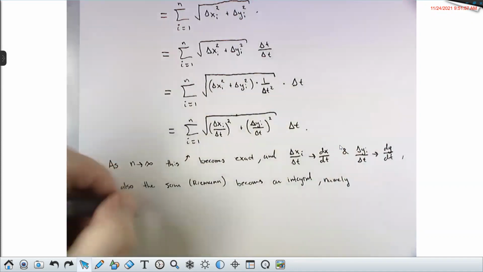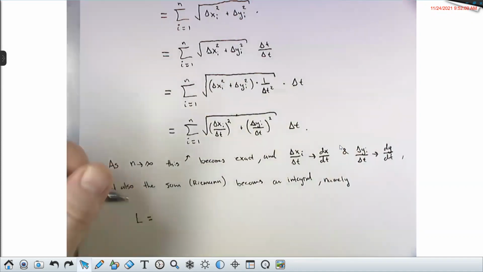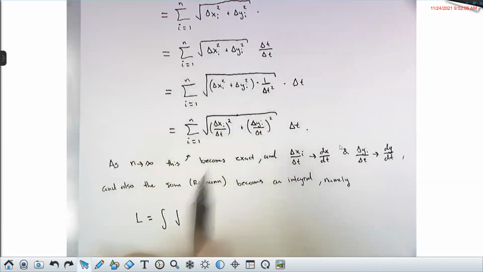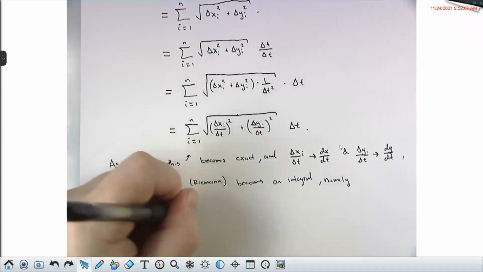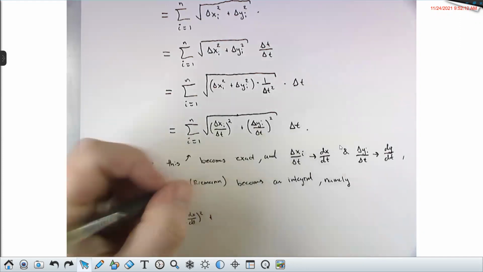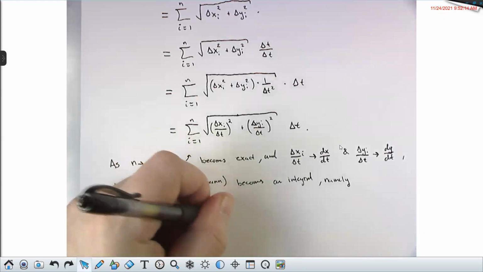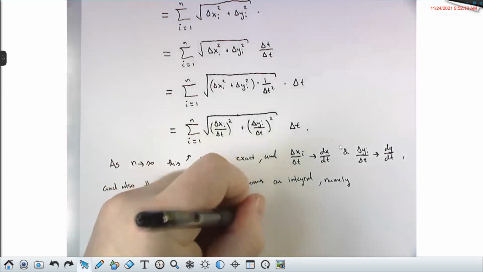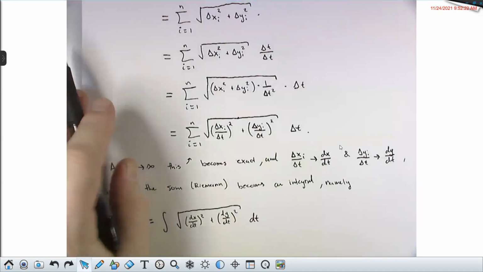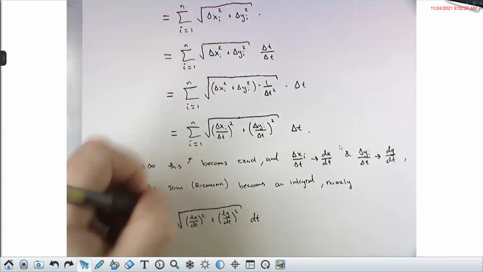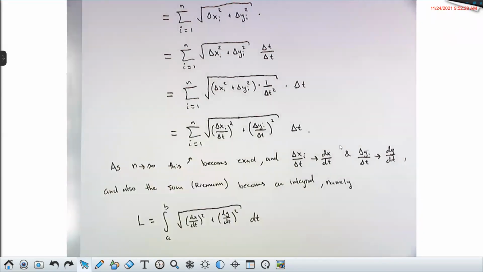Well, so L is equal to the integral of the square root of dx/dt squared plus dy/dt squared, delta t becomes dt, and the Riemann sum becomes the integral from t equals a to t equals b, right? That was my time interval that I chopped up at the start. And that's the proof.